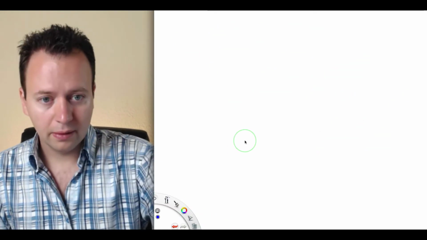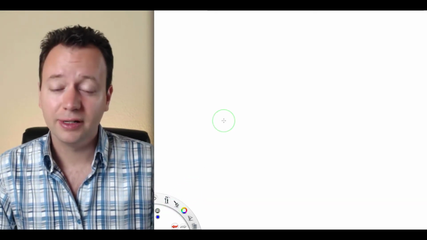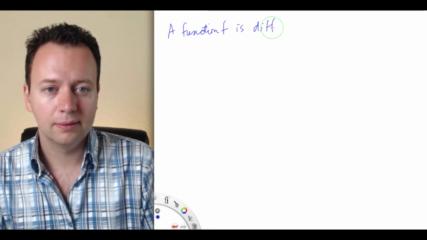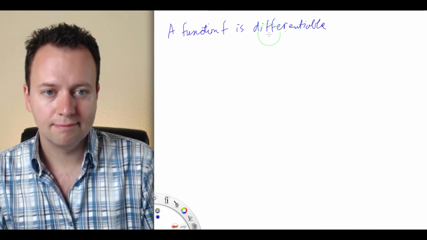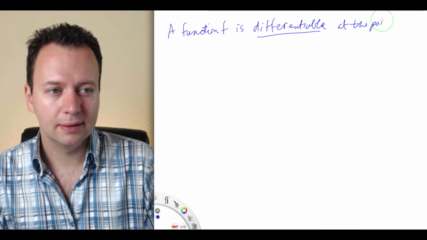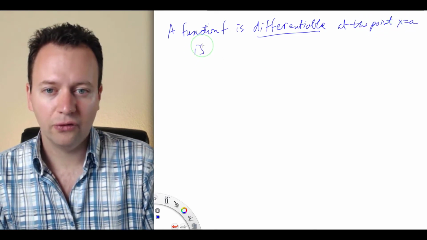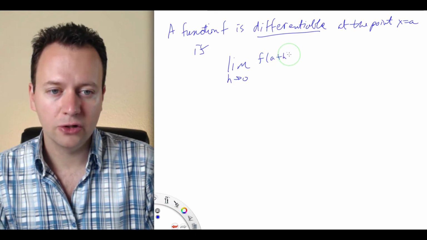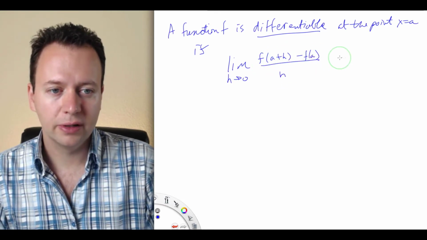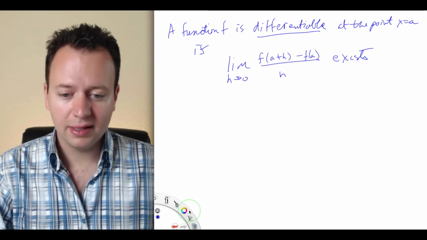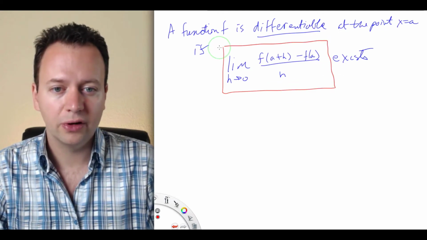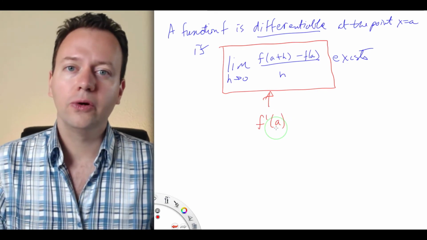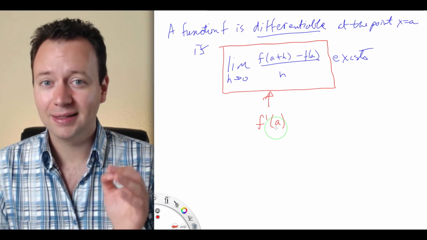Now, we say that a function f is differentiable at the point x equals a if the limit as h goes to 0 of f of a plus h minus f of a over h exists. Now you'll recall that this is exactly equal to the limit definition of the derivative evaluated at a. So this is literally what we call f prime of a. So in other words, a function is differentiable if the derivative exists at that given point.